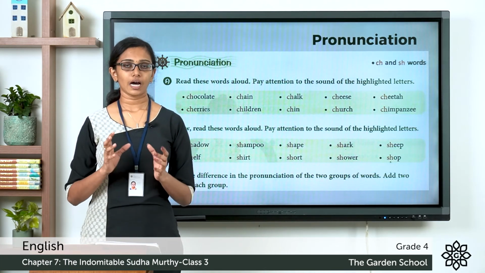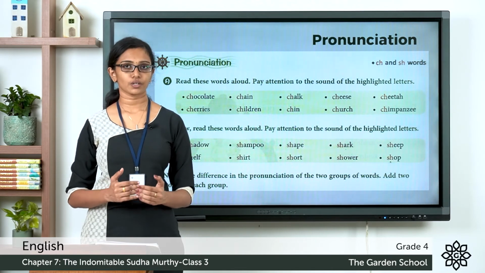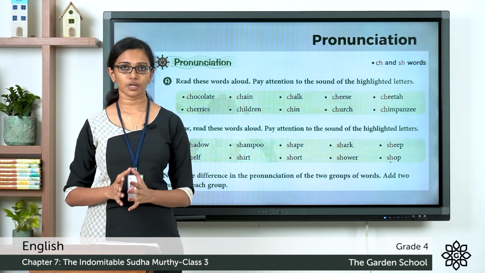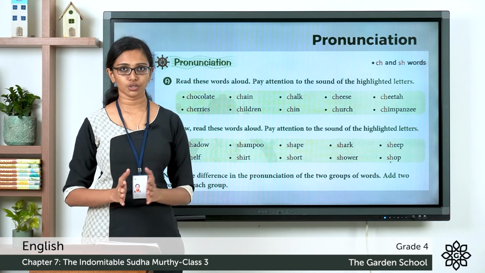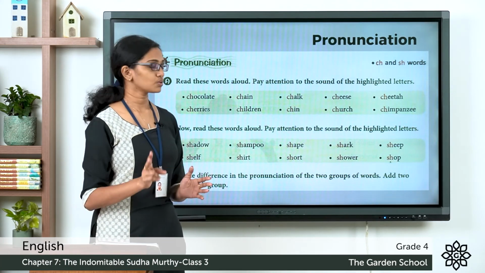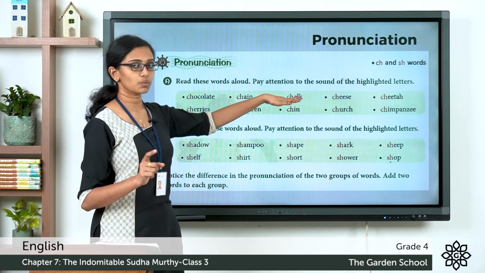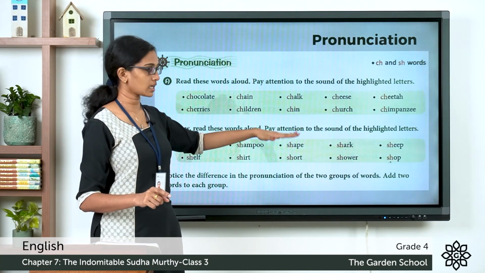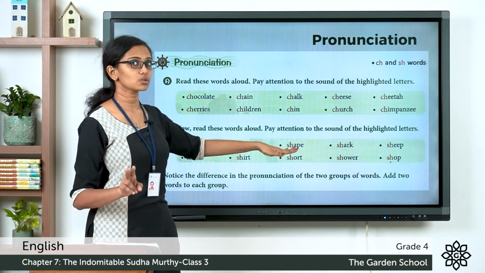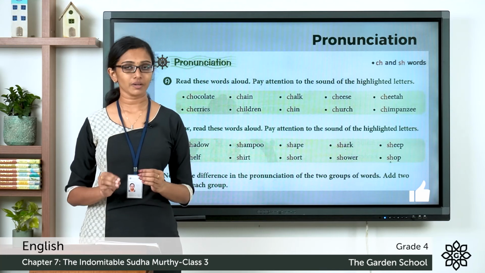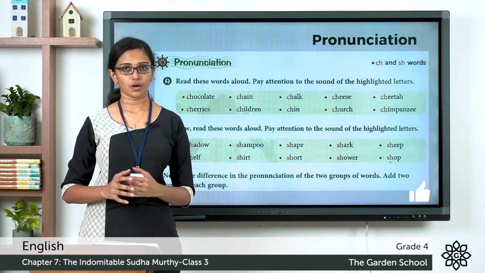You have to understand the difference in the pronunciation of these two combinations, and also you have to add a couple of words to each group. You have to add 2 words to this list, 2 words starting with CH, and here also you have to add 2 words starting with SH, and you may note down these words in your notebook.